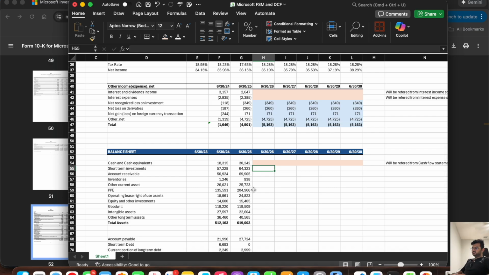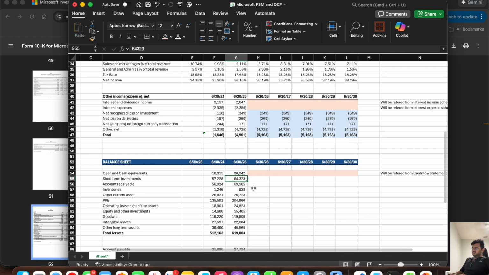Next one is short-term investments. The short-term investments are the funds which Microsoft as a company has invested in other equities or in treasury bonds or bills, which are going to mature within the next 1 year. If you see the last 2 years, the number has increased from $57 billion in 2024 to around $64 billion in the current year of 2025.